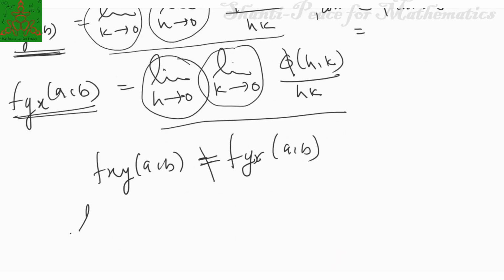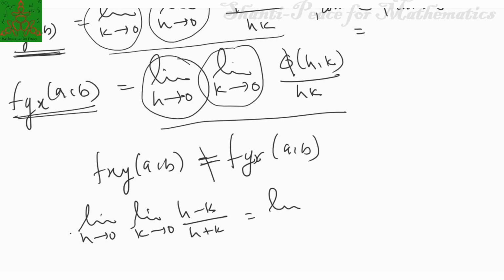For example, in this case, the limit as h tends to 0, limit as k tends to 0, of h minus k upon h plus k. We will apply the limit for k tends to 0.